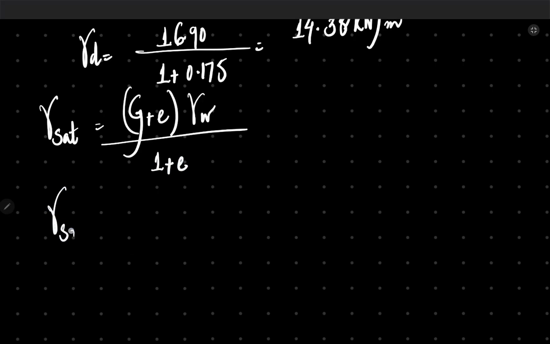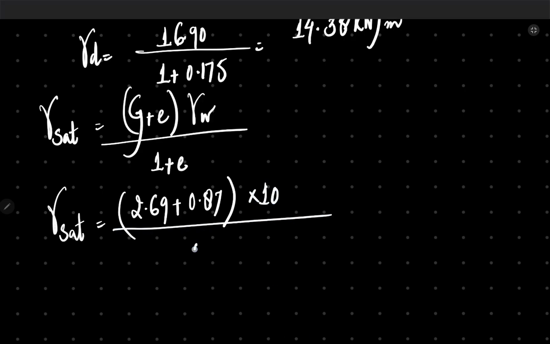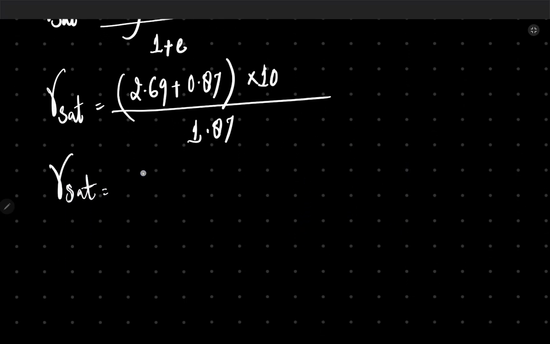That means saturated unit weight is equal to G is 2.69, E is 0.87, unit weight of water 10 kilonewton per cubic meter, divided by 1 plus E, which is 0.87, so it's 1.87. All right, by my calculations, the saturated unit weight is equivalent to 19.03 kilonewton per cubic meter. This is the saturated unit weight.